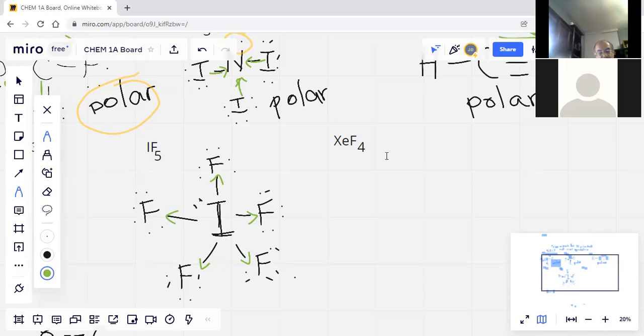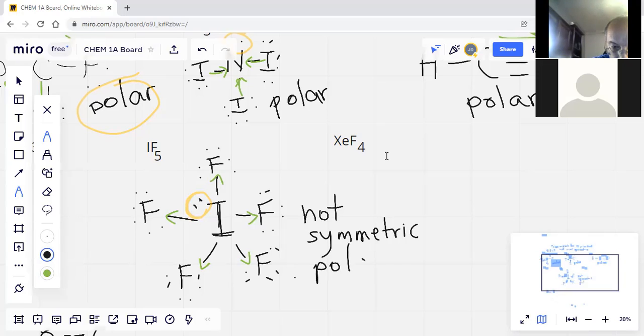And now I'm going to ask, does the central atom have a lone pair on it? And the answer is, yes, it does. There's a lone pair in there. So that would mean that my molecule is not symmetric, and therefore it's going to be polar. I'm going to come back and confirm that in a few moments because first I want to do the next one, XeF4. Okay, so that's my prediction: iodine pentafluoride, IF5, is a polar molecule.